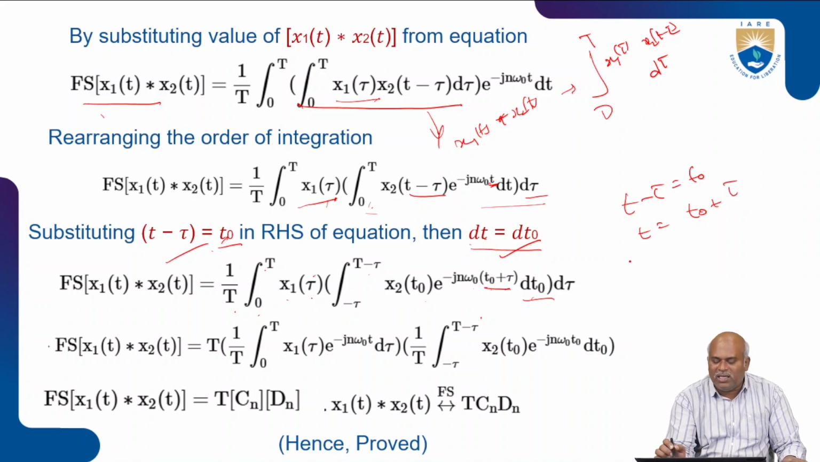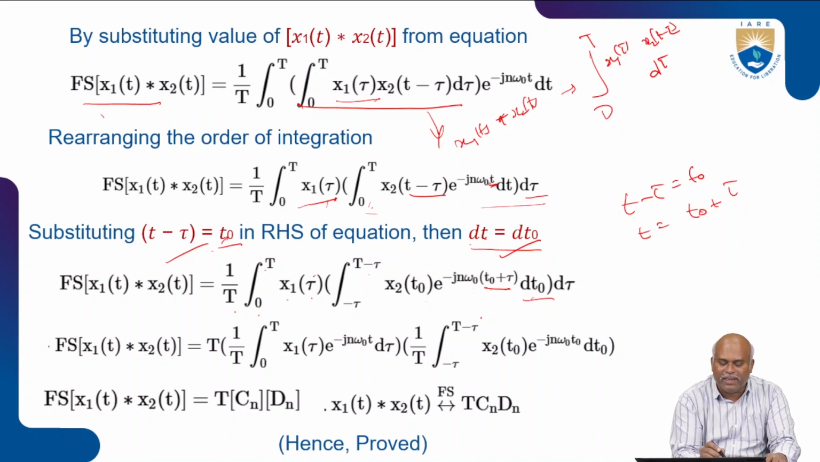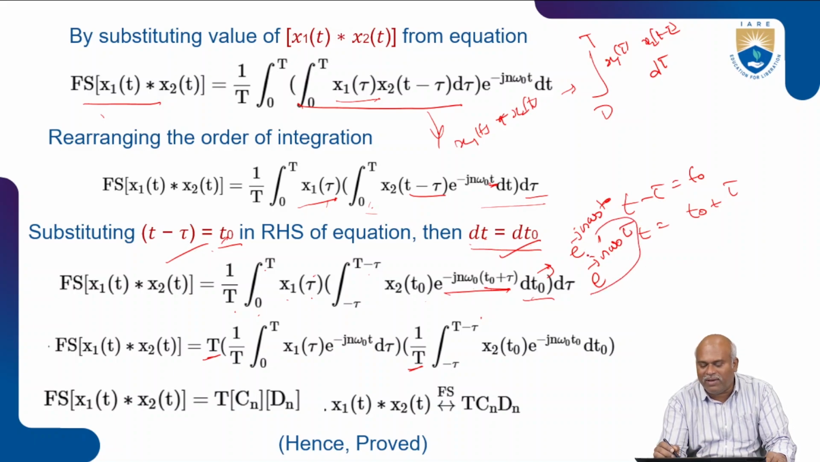Now what is going to happen here? Simply I multiply with 1 by T. That means you can divide it by 1 by T here. So T into 1 by T integration of 0 to T x1 of tau e power j n omega 0 tau. This value I can split like this: e power minus j n omega 0 t0 as well as e power minus j n omega 0 tau. Now where tau is present, the variable will be tau, and where t0 is there, we can represent it for x of t0.